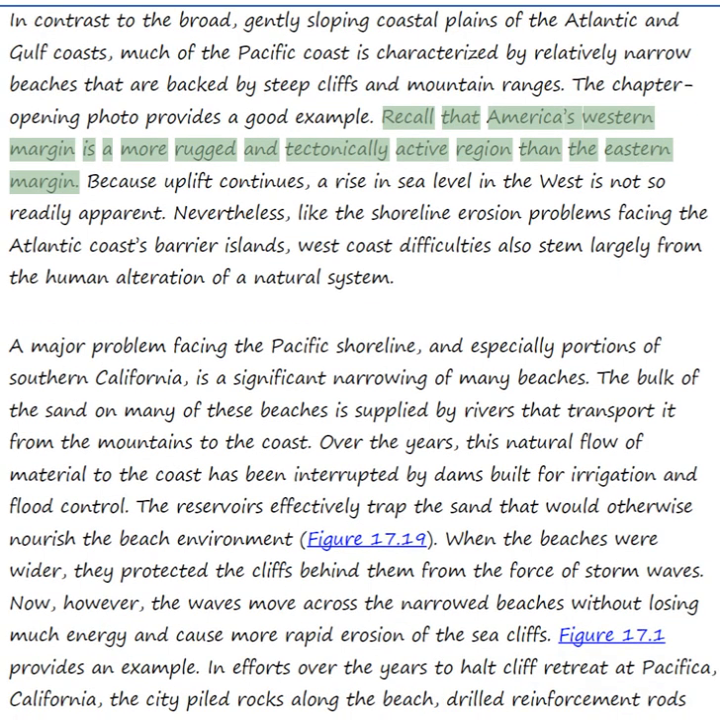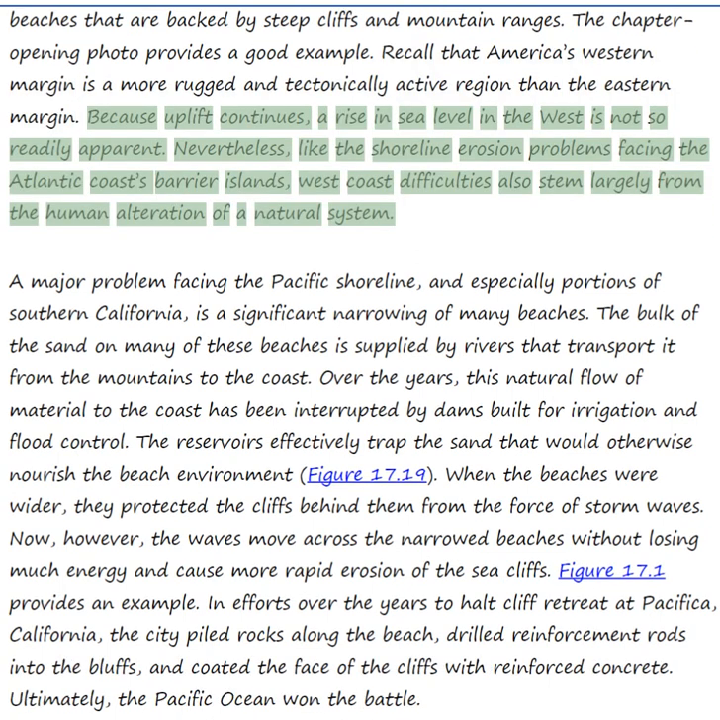Recall that America's western margin is a more rugged and tectonically active region than the eastern margin. Because uplift continues, a rise in sea level in the west is not so readily apparent. Nevertheless, like the shoreline erosion problems facing the Atlantic coast's barrier islands, West Coast difficulties also stem largely from the human alteration of a natural system.